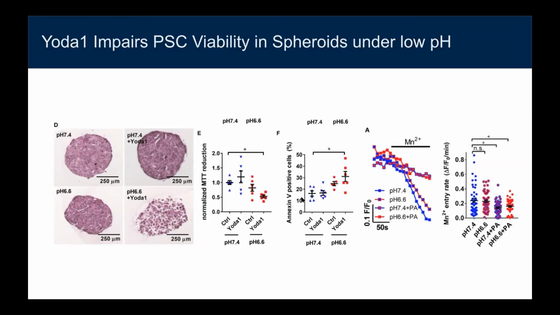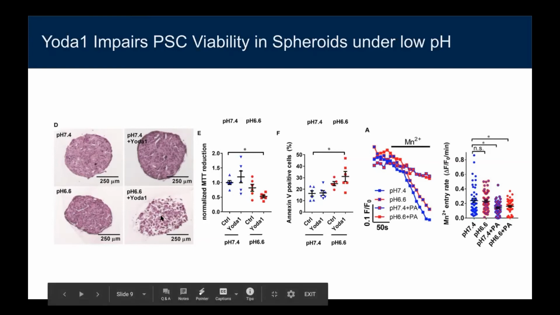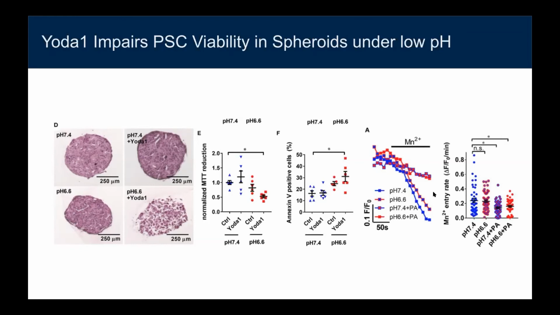And there's also an increase in annexin V positive cells. And annexin V is a marker for apoptosis. So this fractionation is also representative of cell death. And then over here you can also see the manganese quench rates again for the different spheroids, and you see the rate is much lower in the intracellularly acidic conditions than in the neutral ones.